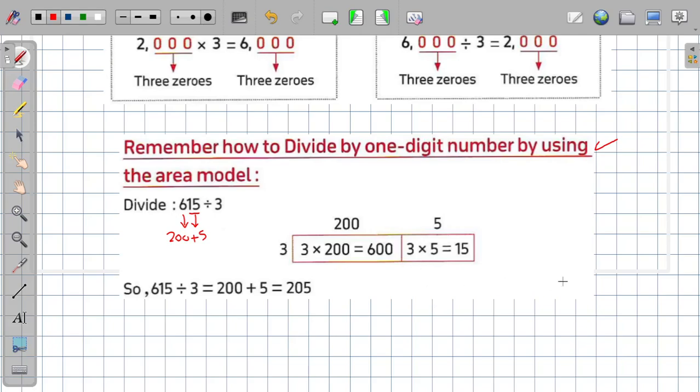If I wanted to draw the area model like this, I will divide the area model into two parts. The first one is 600 and the second one is 15. So 600 divided by 3 equals 200, and 15 divided by 3 equals 5. So the result is 200 plus 5, so the result is 205.